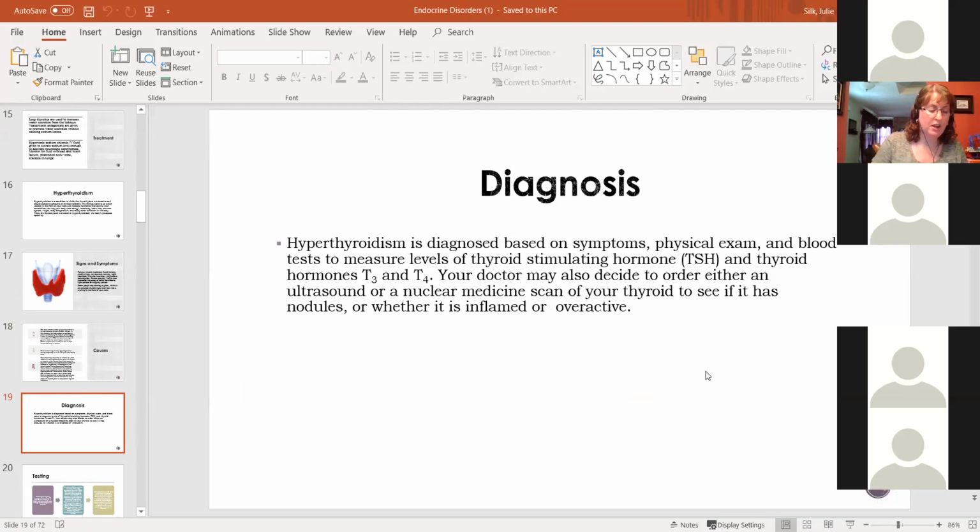So to diagnose this, typically they are going to do a physical exam on you. Like I said, they're going to feel your thyroid there. They're going to do blood tests and measure your TSH level and the levels of your thyroid hormones, your T3 and T4, possibly the calcitonin, but typically just T3 and T4. Then if they think there's something there after they see some of those results, they might send you for an ultrasound or a nuclear medicine scan to look further, to see something a little bit closer.